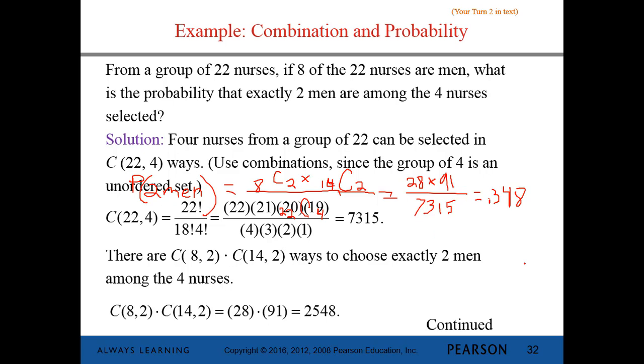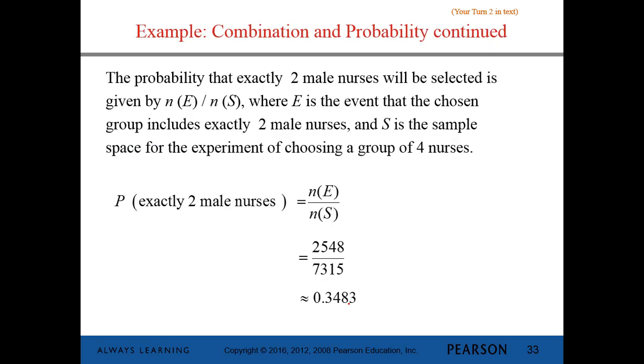And notice that's exactly what we got. We got 7315 for the total, which is 22 choose 4, and we got 8 choose 2 times 14 choose 2, which is 2548. We use the definition of probability, and we get 0.348, and we're done.